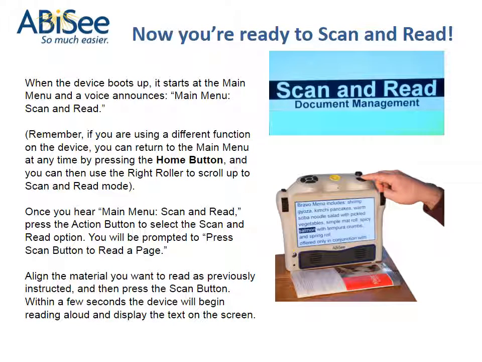When the device boots up, it starts at the main menu and a voice announces, "Main menu, scan and read." Remember, if you are using a different function on the device, you can return to the main menu at any time by pressing the home button, and you can then use the right roller to scroll up to scan and read mode. Once you hear main menu, scan and read, press the action button to select the scan and read option. You will be prompted to press scan button to read a page.